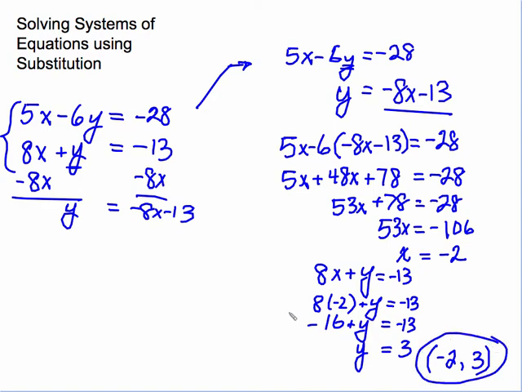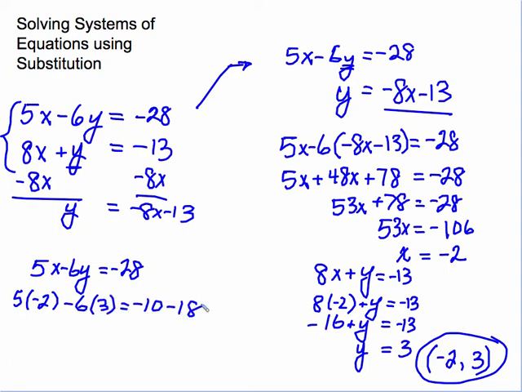We can check that in the first equation. That's 5x minus 6y. So we'll take 5x minus 6y equals -28. And we'll substitute -2 for x. 5 times -2. We'll subtract 6 times y, which equals 3. This would be -10 minus 18. That equals -28. And that checks.